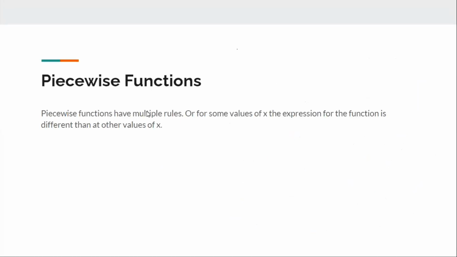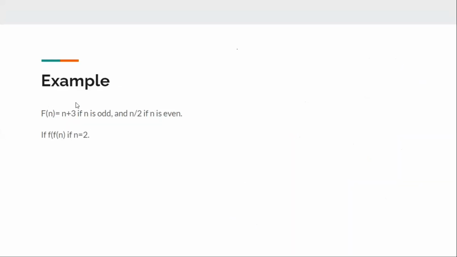Piecewise functions. Piecewise functions have multiple rules, or for some values of x, the expression for the function is different than at other values of x. I'll look at an example. Here's an example. So f of n is equal to n plus 3 if n is odd, and n divided by 2 if n is even. So you can notice that this function is different for different values of x, n in this case.